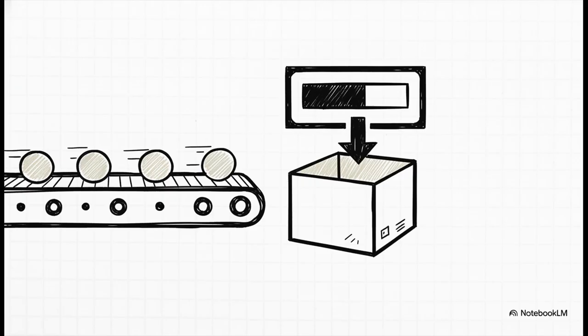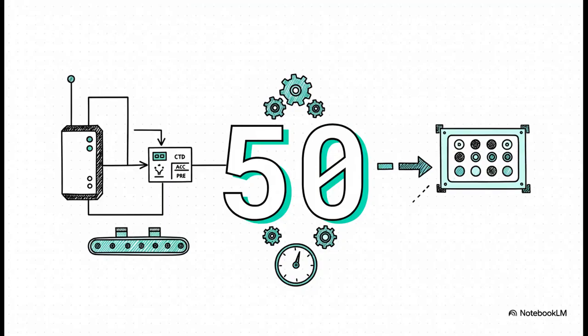Probably the most common job for a CTD is tracking a production batch. Let's imagine our task is to fill boxes with a specific number of widgets. The CTD is absolutely the perfect tool for this. So to kick things off, we load our accumulator with the total batch size. In this case, let's say it's 50. Our preset, the number we're counting down to, will be 0.